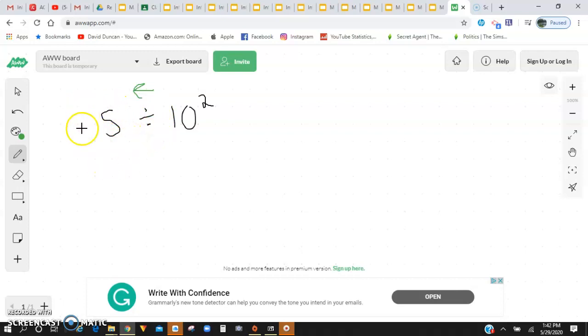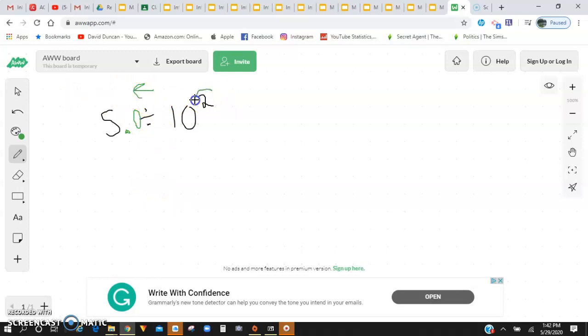But in this number, we don't have a decimal. So if you don't have a decimal, we can put one in without changing the value. So 5 is actually just the same as 5.0. I did not change the value, I just put a decimal in. Now, I know I'm going to be moving my decimal to the left.